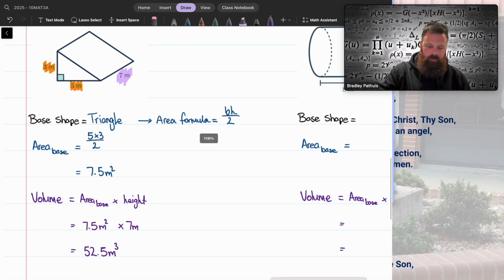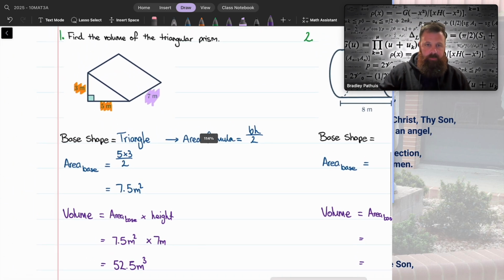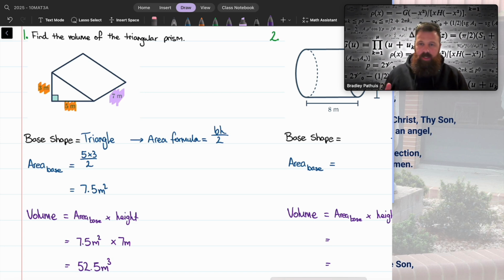So with this example here, if you didn't get it fully copied down, pause the video now, copy that example, and then we'll move on to example 2.